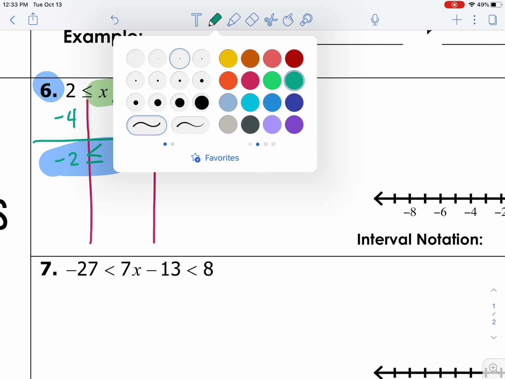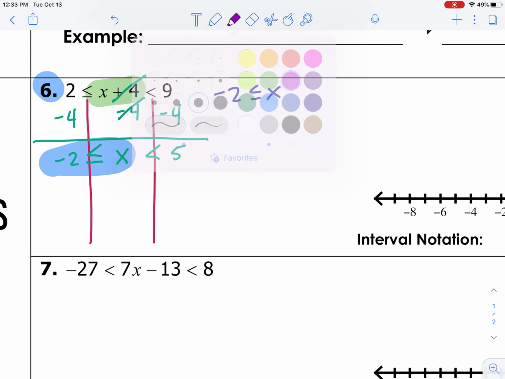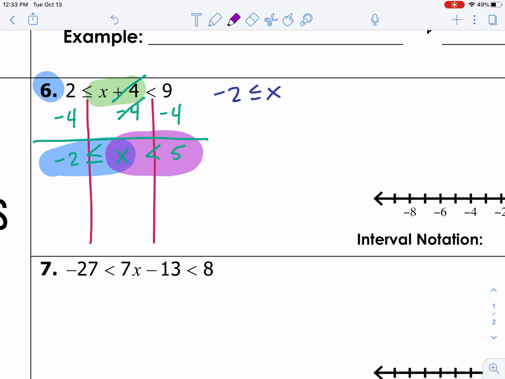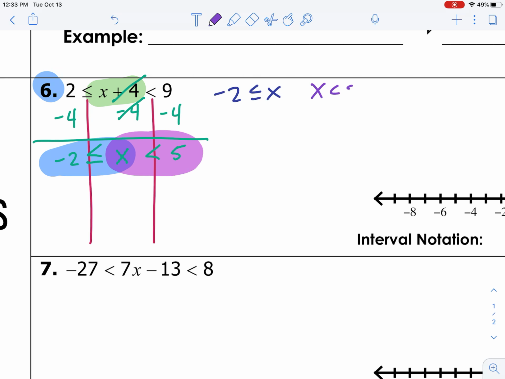So this piece first looks like this. Negative 2 less than or equal to x. Then this piece next, what does it look like? X is less than 5.